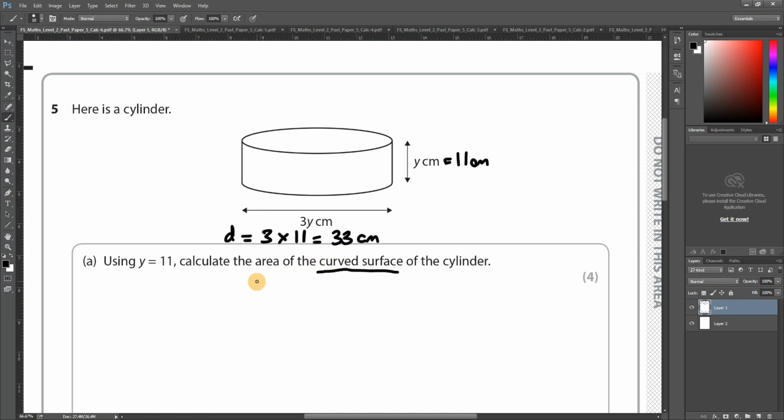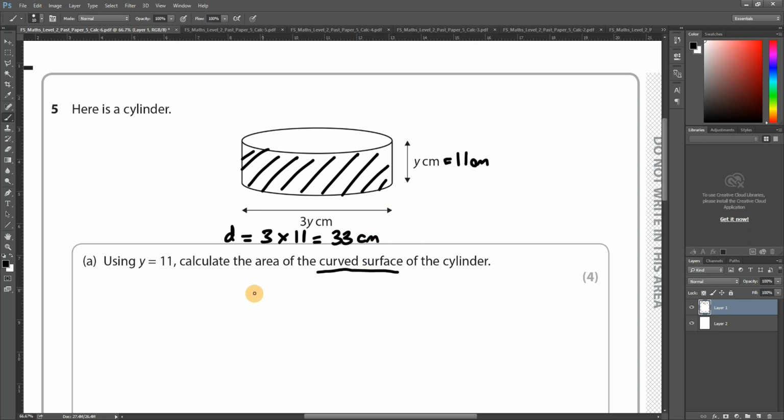So when I was marking this in the other class, most people did get this wrong. It's not asking for the whole area. It's not the area of the top, the bottom, and this bit that goes around. It's only the curved surface. The curved surface is only this bit here, the bit that goes round. So you're ignoring the circle at the top. We don't want the area of that. We don't want the area of the bottom. We just want the area, the bit that goes round. Okay, that's your curved surface.